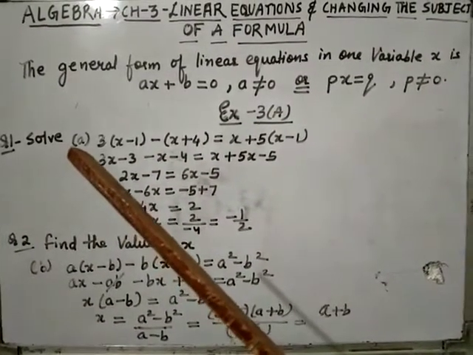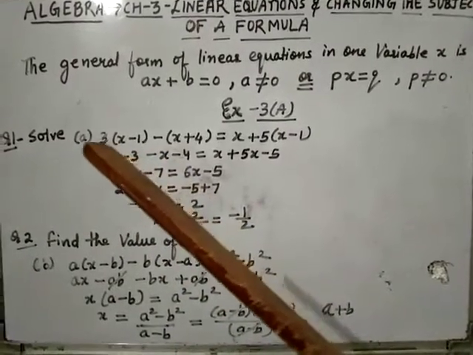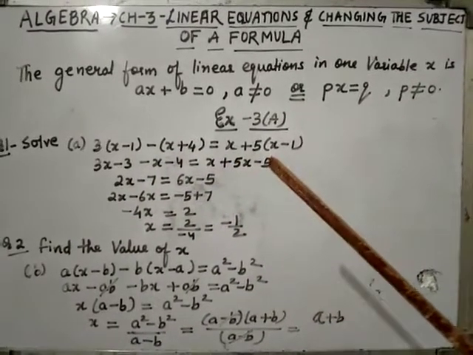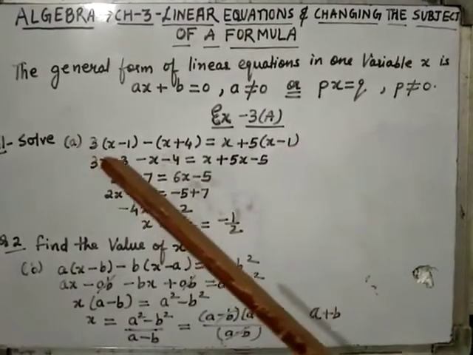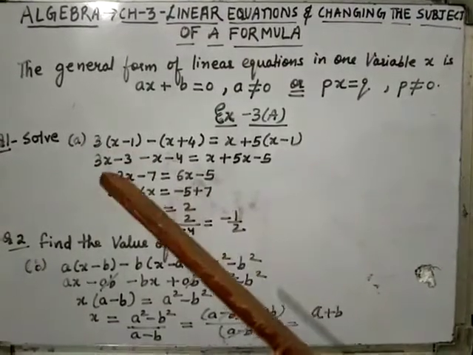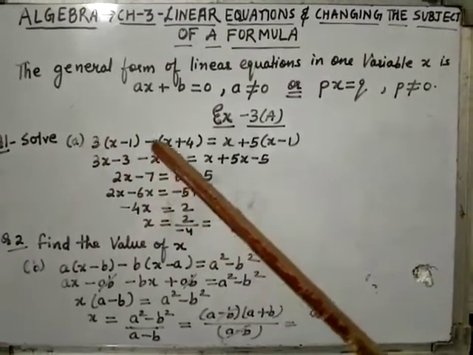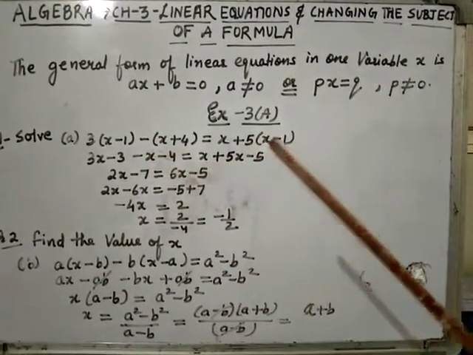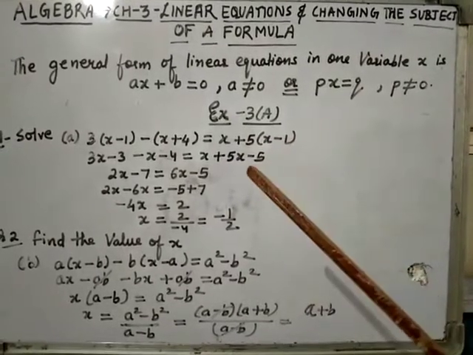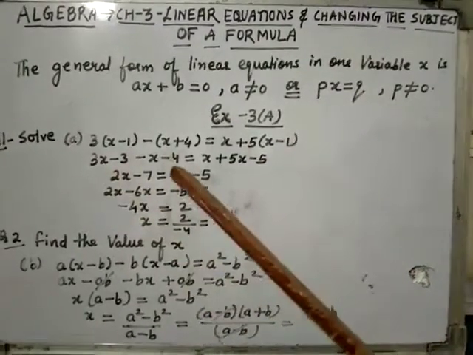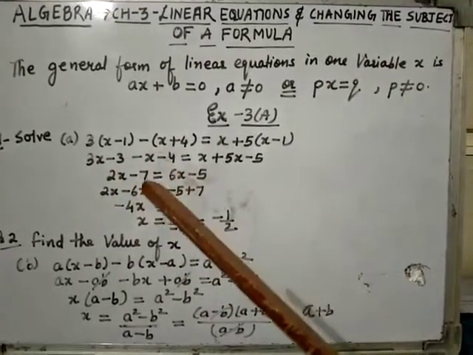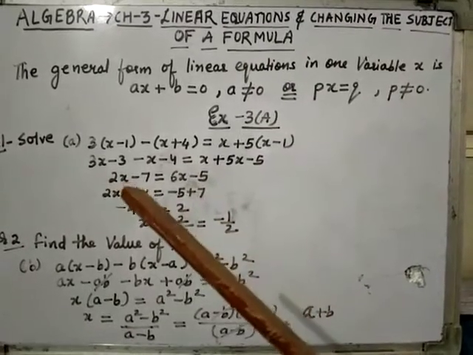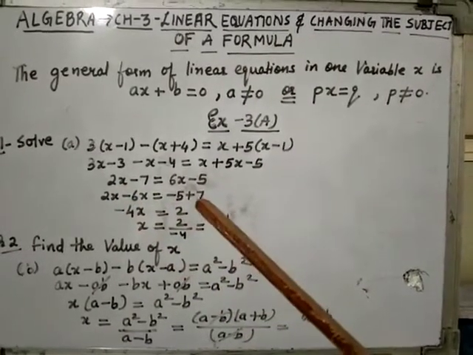Question number 1, solve: 3 into x minus 1 minus x plus 4 equal to x plus 5 into x minus 1. We open the bracket. 3 into x is 3x, 3 into minus 1 is minus 3, minus x, minus into plus is minus, 4 equal to x plus 5 into x is 5x, plus 5 into minus 1 is minus 5. Now 3x minus x is 2x, minus 3 minus 4 is minus 7, x plus 5x is 6x minus 5. Now we shift the variable on one side and constant on another side.